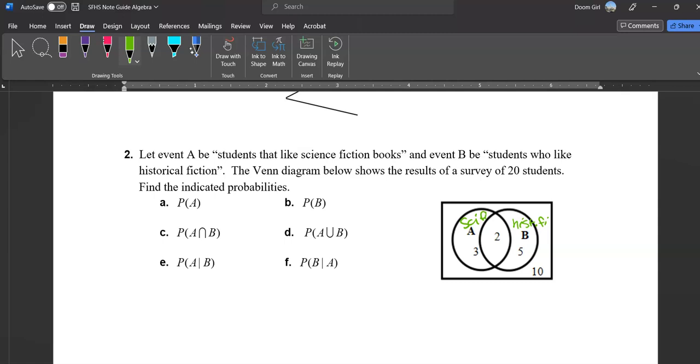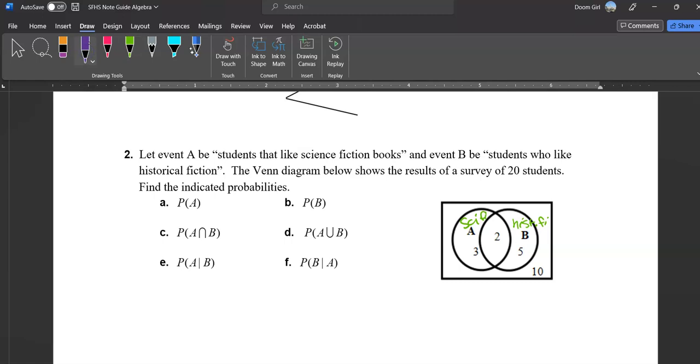So we've got the group of people who like just science fiction and not historical fiction. We have the group of people who like historical fiction and not science fiction. People who like both science fiction and historical fiction, and then 10 who like neither. We're going to find a couple of these probabilities. We're not going to do all of them, just a couple so we have the practice.